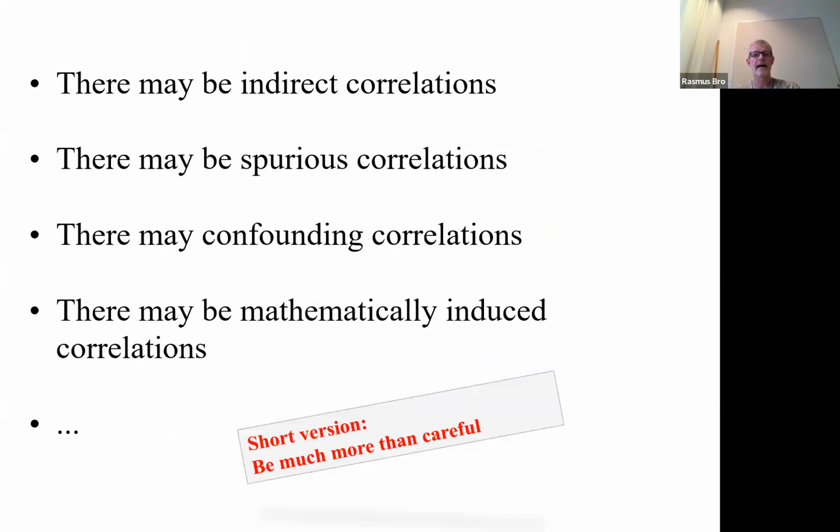And not only are correlations or variances explained annoying in that sense, we also have a number of different types of correlations. We can have indirect correlations, we can have spurious correlations, confounding, etc. And let me give you some examples.